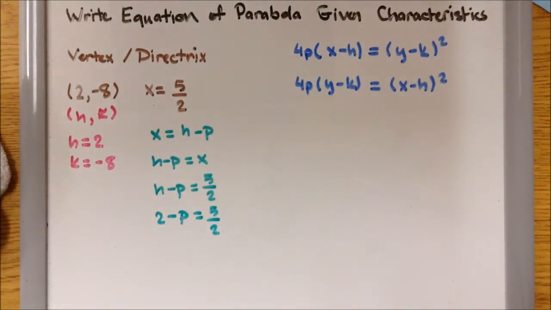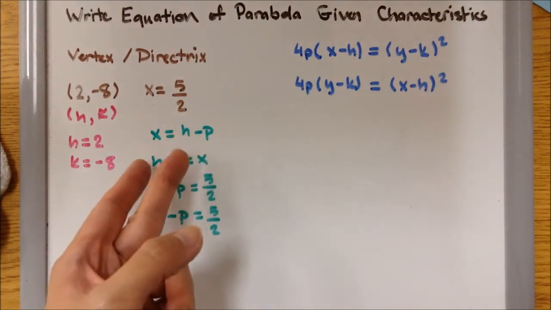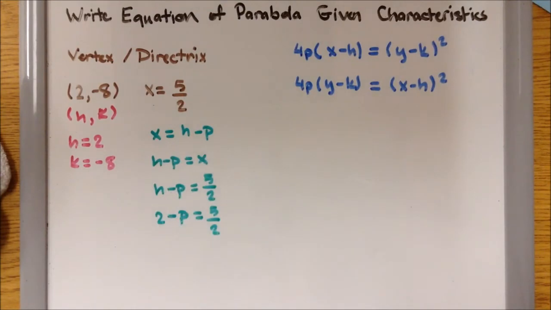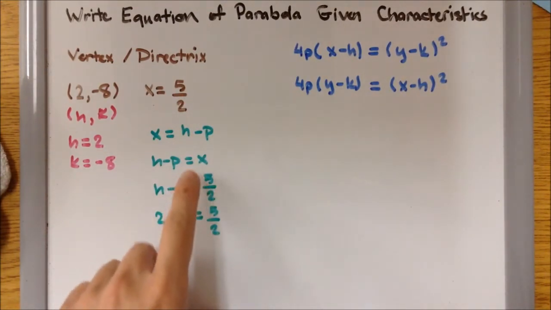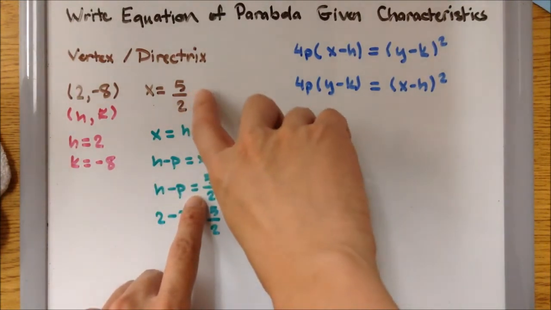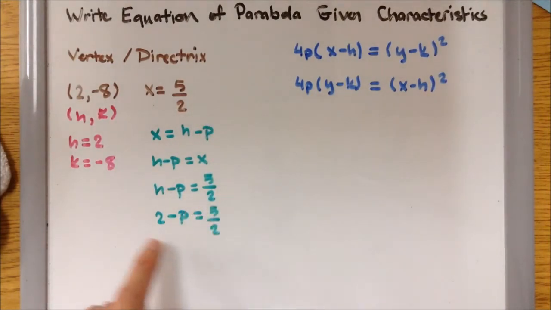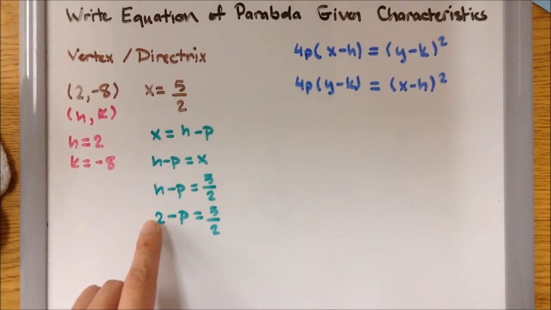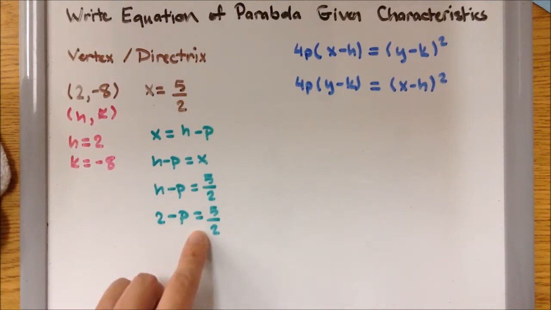So that's all I did. I switched the sides originally from the beginning so it looks familiar when we're solving equations. So now it's h minus p equal to x, so h minus p equals 5/2 because that's the value that was given to us. And then I plug in for h, which was 2, which we found. So we have 2 minus p equal to 5/2.